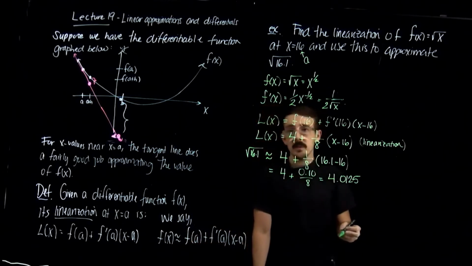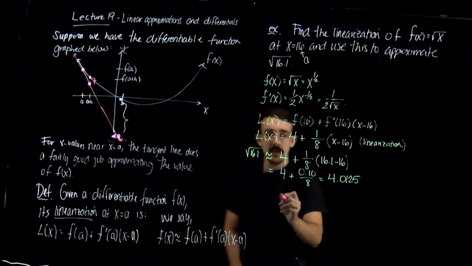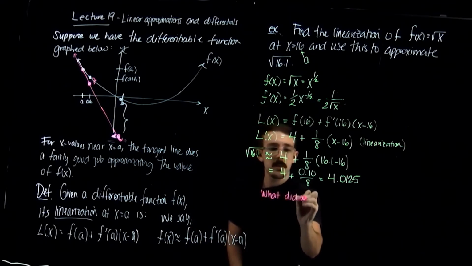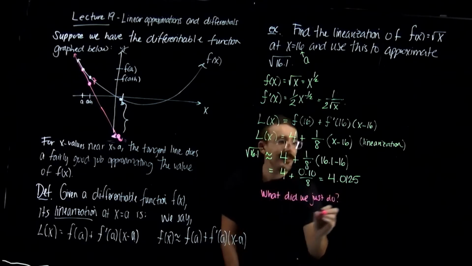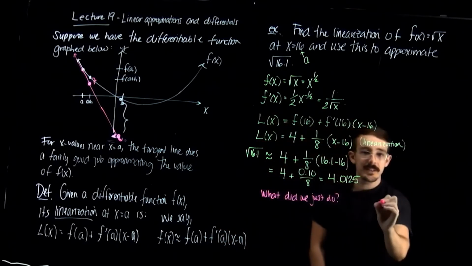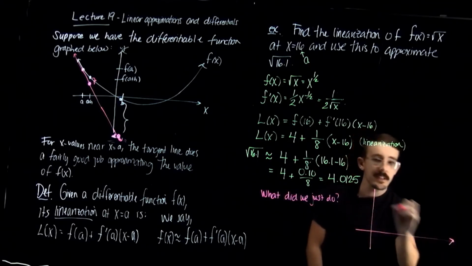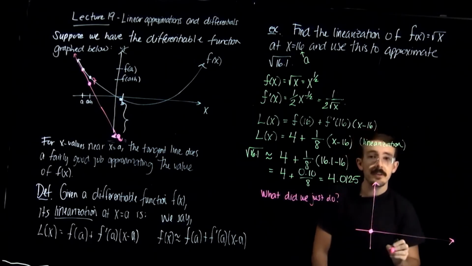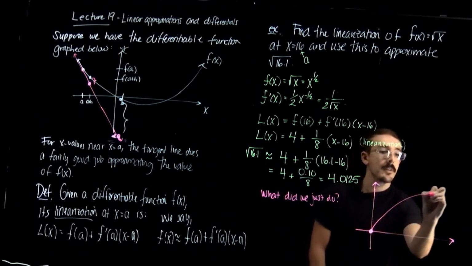Let me draw what we just did. Let's go over here where I have all this space. I'm going to draw a graph just like this. I'm going to draw the original square root graph, which by now you should know looks like this shape right here. Something like that.